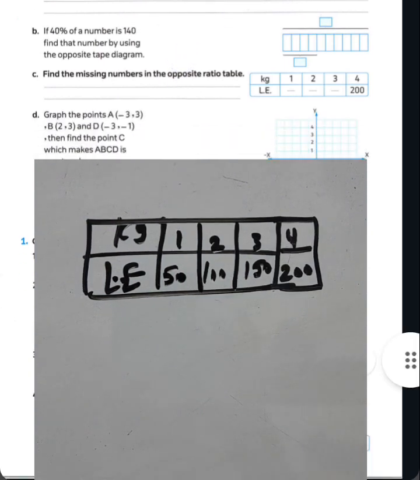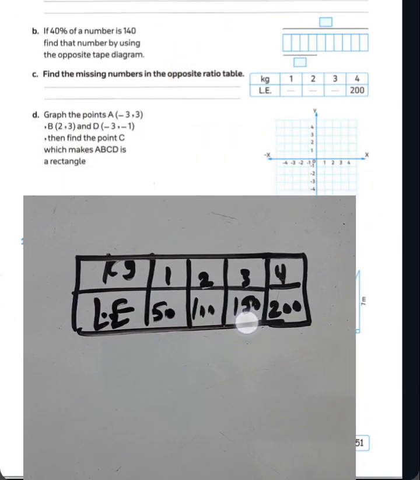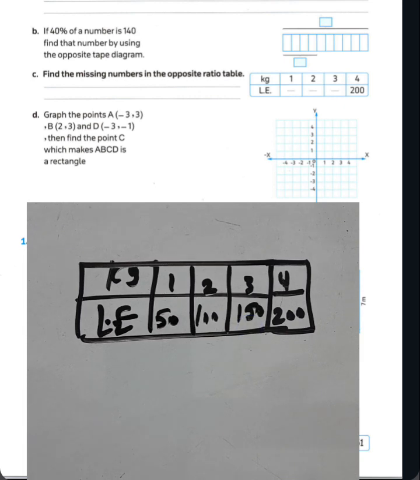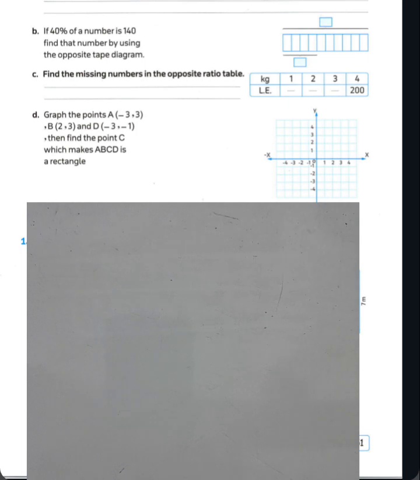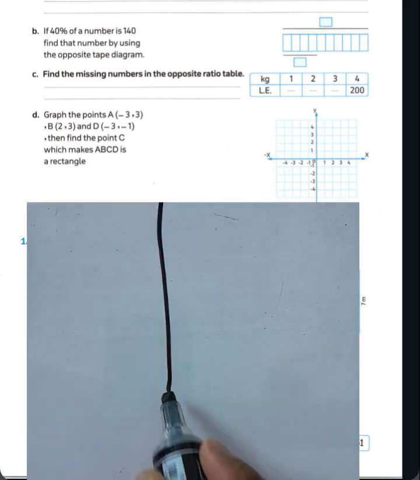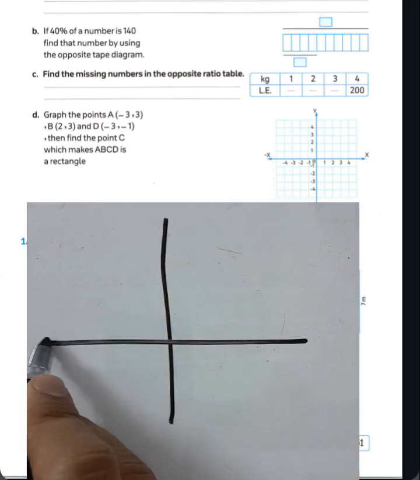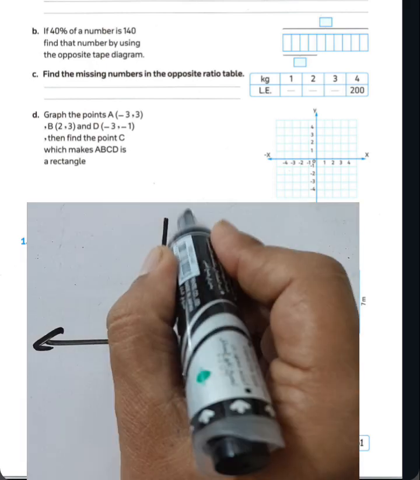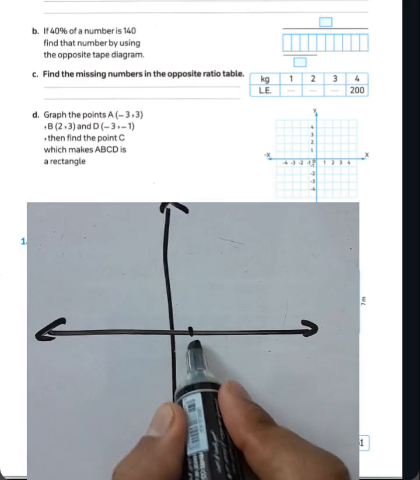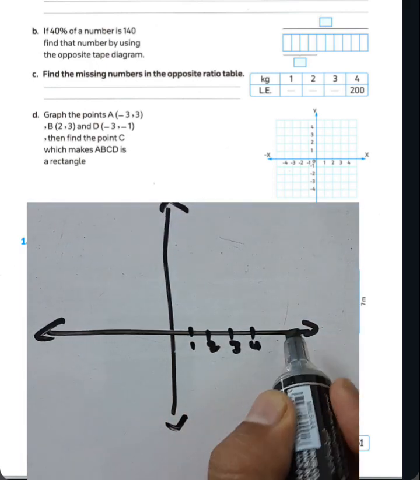Next question. Graph the points which make a rectangle. We have the points. You want to find D. Okay, I will draw the graph here. 1, 2, 3, 4, 5.